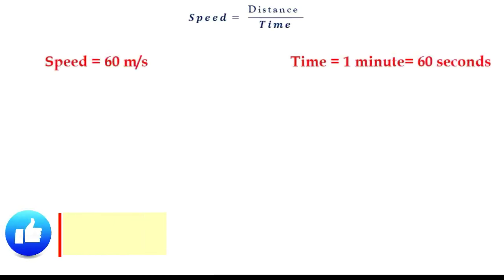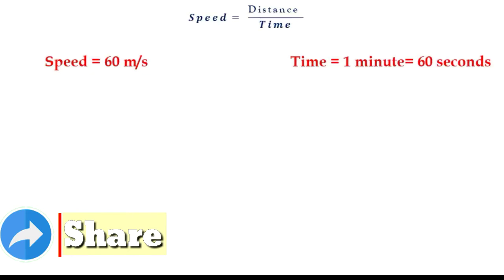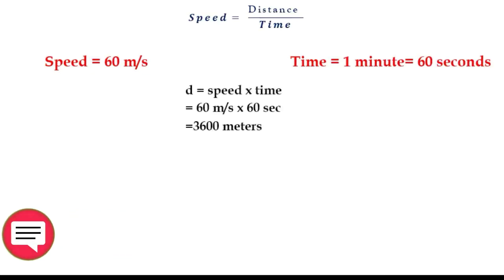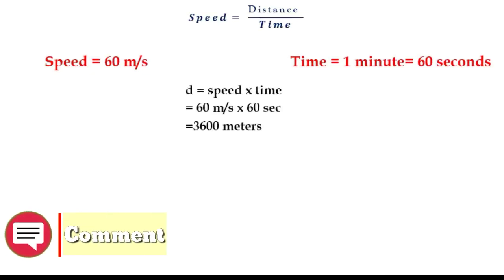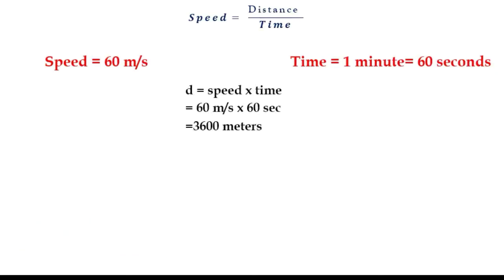So we have to find out, in this case, the total distance covered by that car with this speed and within this time. So the distance d is equal to speed multiplied by time, as we have already found the formula for the distance: speed multiplied by time. Speed is equal to 60 meters per second, and put the value of time, 60 seconds. So 60 multiplied by 60, 3600 meters only.